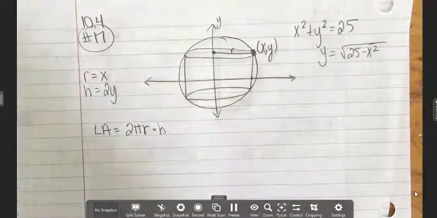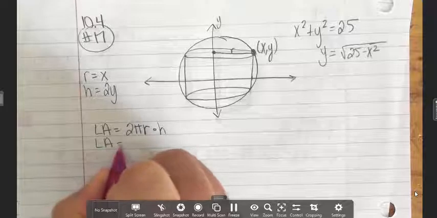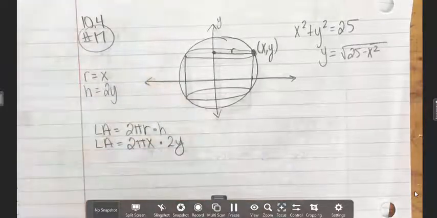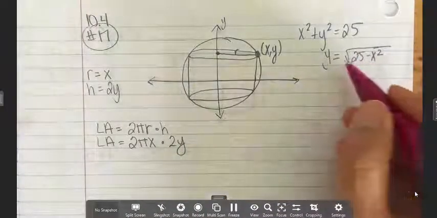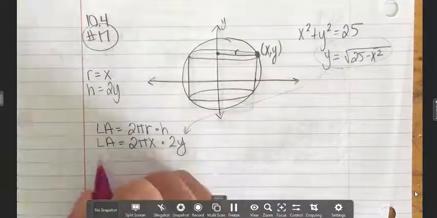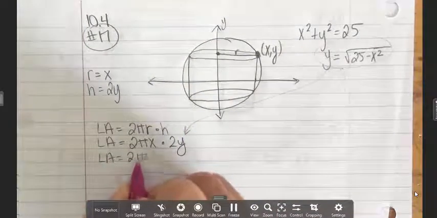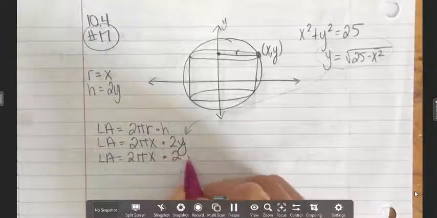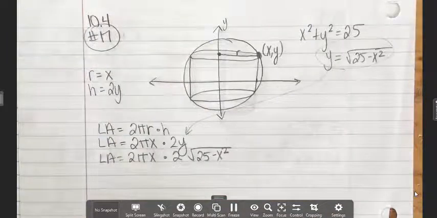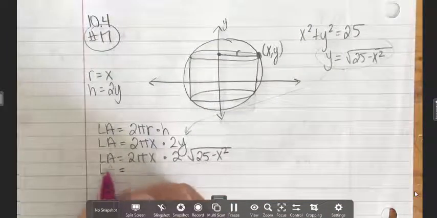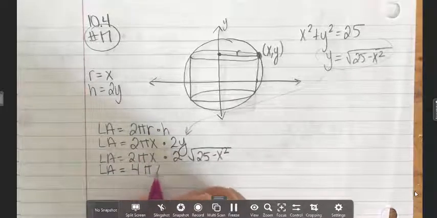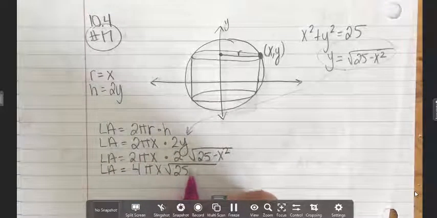So then our lateral area is really 2 pi x times 2y. And just like we did in our last problem, we're going to take this value of y and plug it in so everything's in terms of x. So now our lateral area is really 2 pi x times 2 times the square root of 25 minus x squared. Or to make this a little bit more simple in my calculator, I might multiply the 2's. So I get 4 pi x square root of 25 minus x squared.